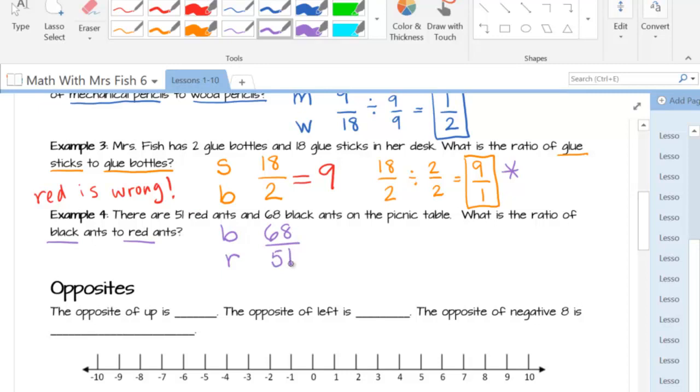Students, get out your factors 1 to 100 and look to see what the greatest common factor is. What's the biggest number that 68 and 51 can both be divided by? And here I'd wait a moment, let the kids look it up and see that 17 goes into both of those numbers. So the ratio of black ants to red ants is 4 to 3. For every 4 black ants, there are 3 red ants.